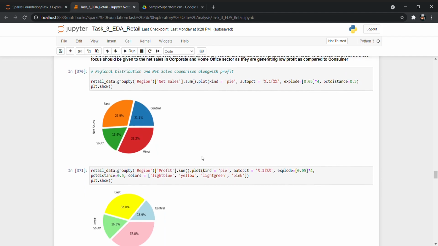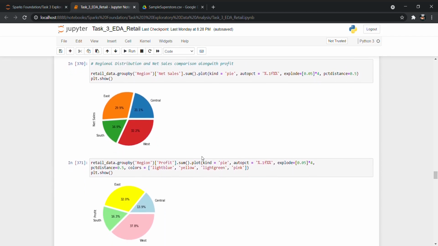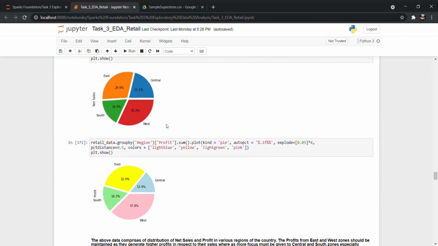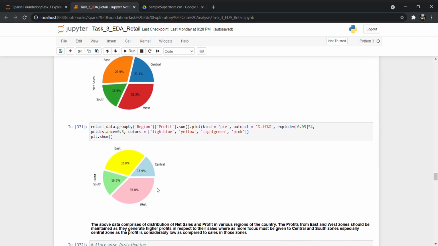Then I have plotted two pie charts which consist of zones or regions, we can say, and net sales and profit related to those particular regions. From this you can see the east and the west zones have a high number of sales along with high profits, but it's not the case in the south and central zones. Even with high sales, there is not much profit seen from these regions.